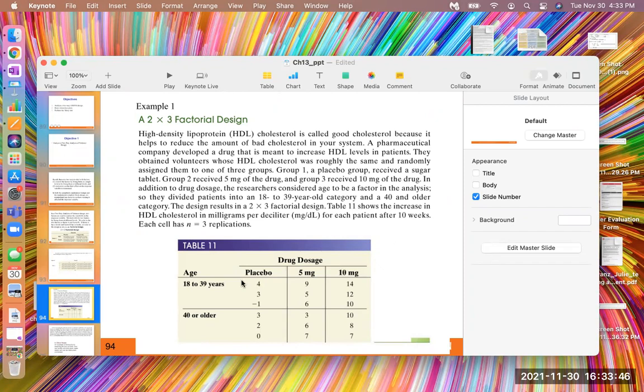So it's almost like they do two mini separate experiments. They do the experiment for 18 to 39-year-olds, but for all three levels of the drug. And then they do a separate experiment for 40 years old and older, and they do all three levels of the drug as well, right?